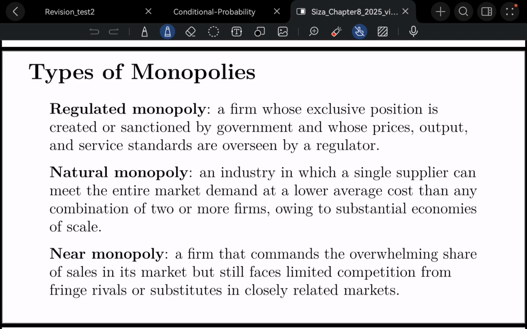where they can be sanctioned by the government, and then there's a regulator that's there to oversee that. So they are put in legally, and then they're regulated to make sure that the prices don't go too high and the quantities don't become too low and so forth. And then a natural monopoly is when a single supplier is able to meet the whole market demand at a really low average cost. So because of that, they end up holding the whole market because no one else can produce at that really low price. And that's a natural monopoly.